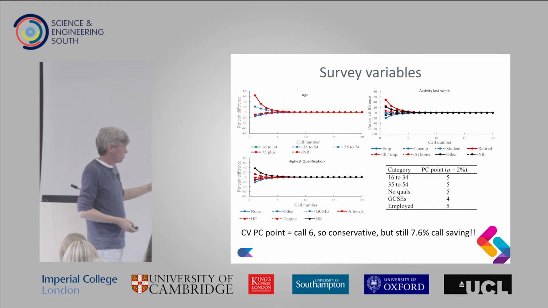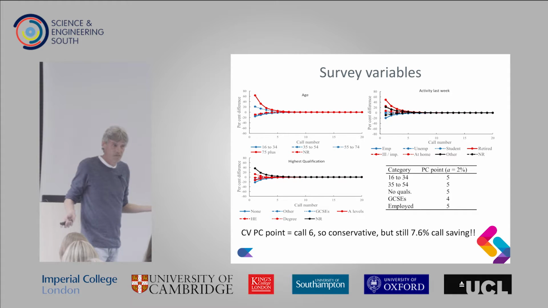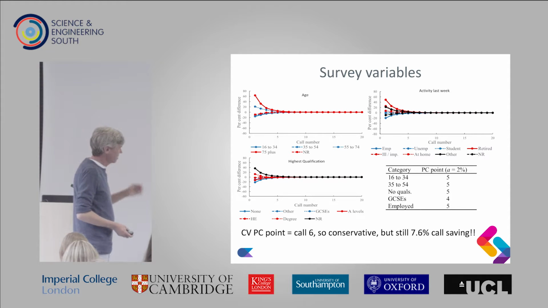People with no qualifications are underrepresented in that data set. People with GCSEs only are underrepresented in that data set. Similarly, the employed are. They're not at home that much, so they're a bit difficult to get in touch with. Now, if we calculate those PC points for those, we can see that they're pretty similar to that overall CV PC point from the previous slide, which was at call 6. So actually, the call 6 thing's a little bit conservative.